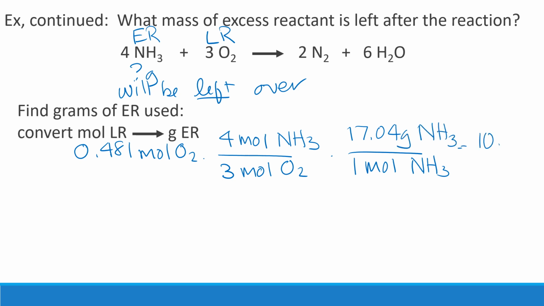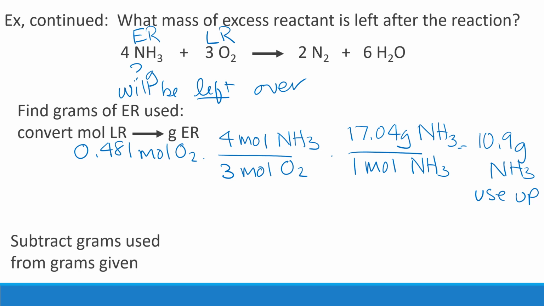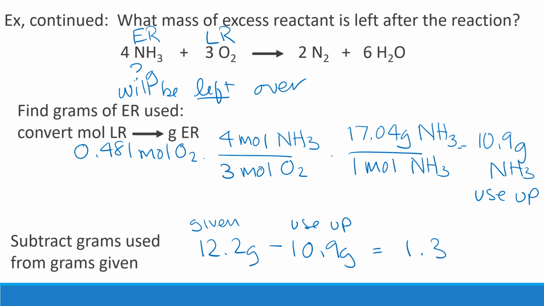And that equals 10.9 grams of NH3. That's how much we're going to use up. The question asks, though, how many grams are going to be left over after the reaction. To get that, I have to look at the original problem and see how many grams I was given to begin with. That was 12.2 grams. That's the amount we were given. And then the amount that we use up is 10.9 grams. And so that means that 1.3 grams of ammonia is left over.